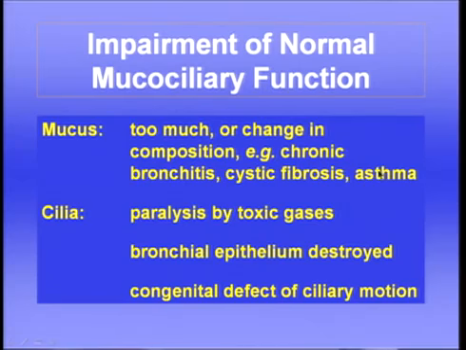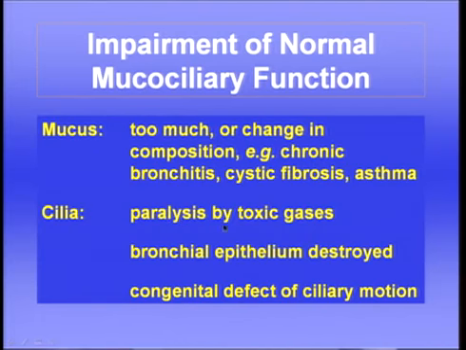For some reason it's very viscid, and patients with asthma will sometimes cough up plugs of this material called Kirschmann spirals. They cough these things up. You can see them in the sputum. And so one of the problems with asthma is the change in the characteristics of the mucus. The cilia can become abnormal in their function.